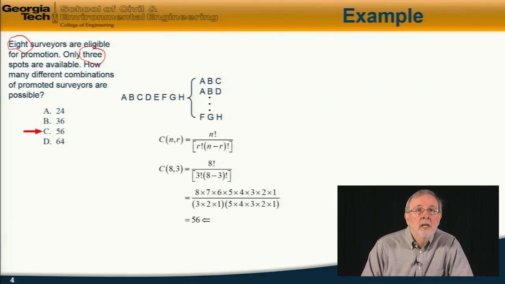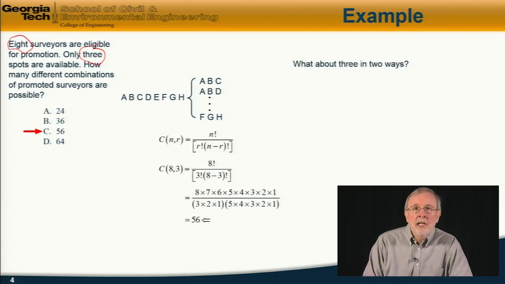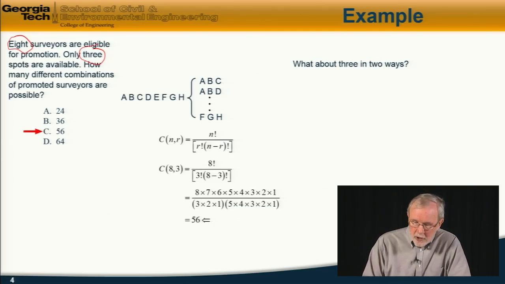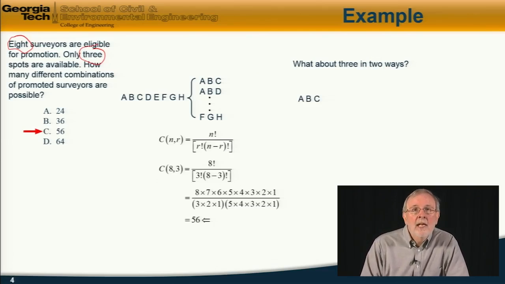So the answer is C. There are 56 possible combinations for promotion. Now, to see how this arises, let's do a simpler case where we can count up all the individual possibilities. What if there were only 3 surveyors and there were 2 possible slots, or 2 possible ways to arrange them? Then, in that case, our 3 surveyors are labeled A, B, C, and you see there are only 3 different combinations of those that we can make. Either AB, AC, or BC. So the answer is going to be 3.